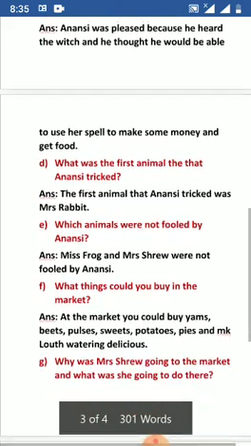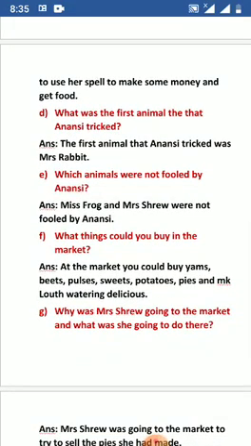Question D: What was the first animal that Anansi tricked? The first animal that Anansi tricked was Mrs. Rabbit. Which animals were not fooled by Anansi? Miss Frog and Miss Shrew were not fooled by Anansi.